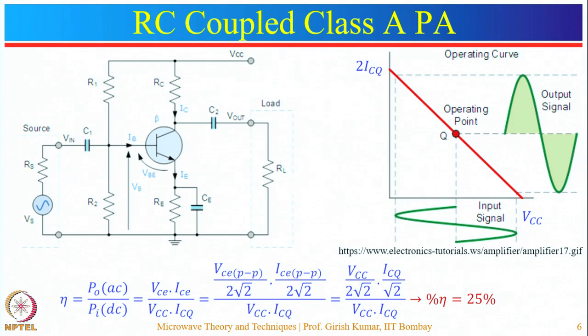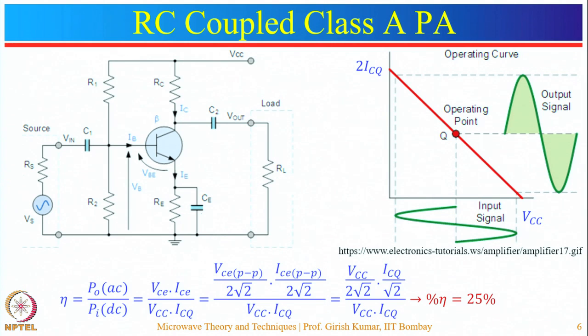Now, in this case, if one wants to design a 10 watt power amplifier, then one has to supply 40 watt of power through the supply. So, in this case, a lot of power will be wasted in this circuit. Here, half of the power will be wasted in this resistor.